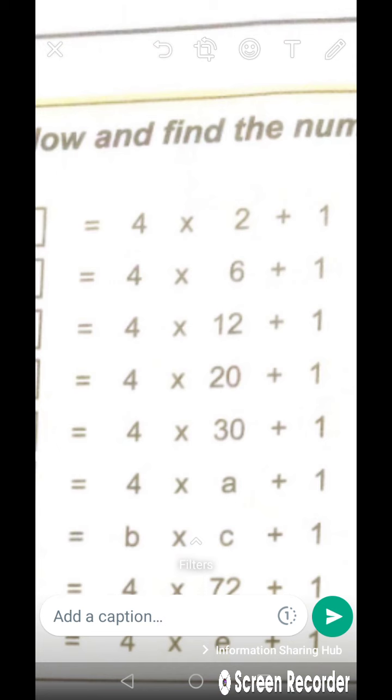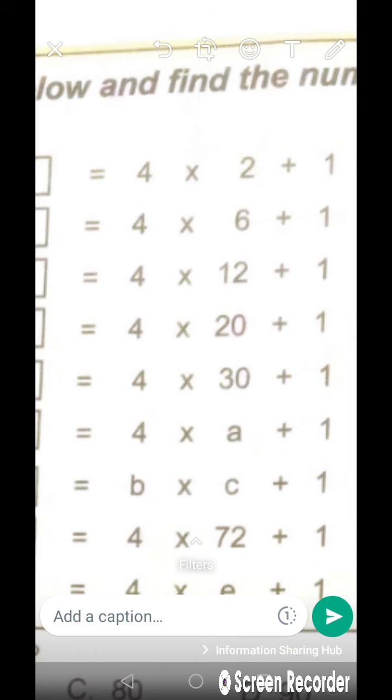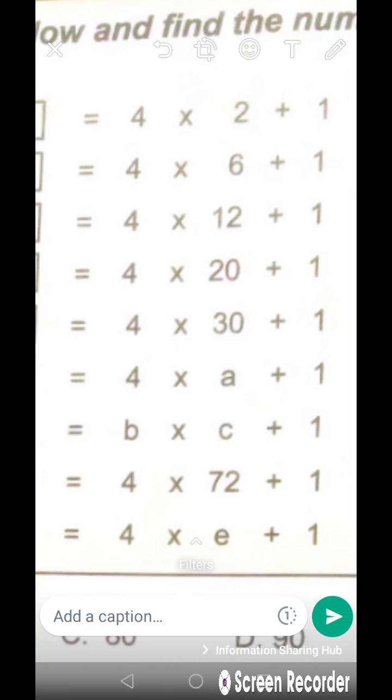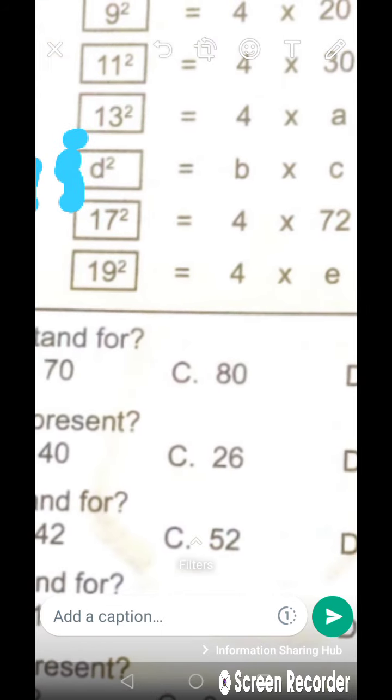After 12, the next number is 14. So you add 14 to give you 56. After 14 is 16. You add 16 to 56, you have 72. Then the next number after 16 is 18. 18 plus 72 will give you 90. So we can now look at the first question.